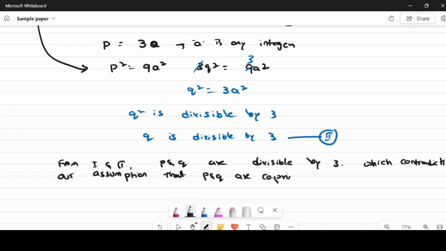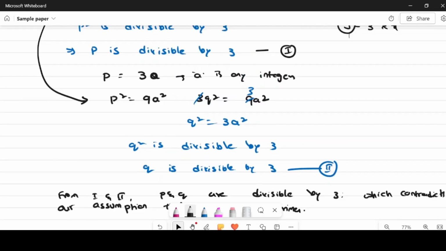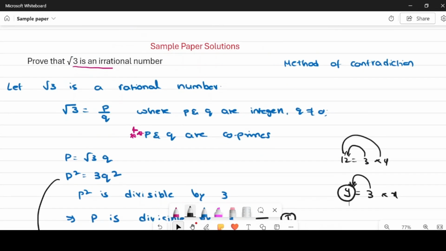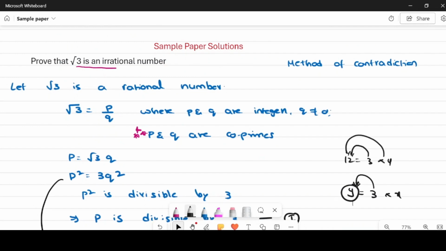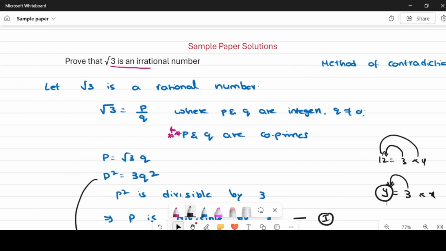So why has this contradiction arisen? Because of a wrong assumption. What was our assumption? Root 3 is a rational number. Since our assumption is wrong, the given statement is correct. Therefore, root 3 is an irrational number. That's how we can prove this. Hope this is clear.